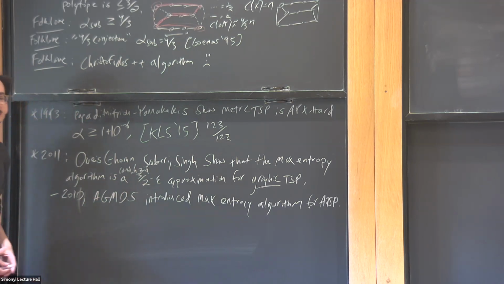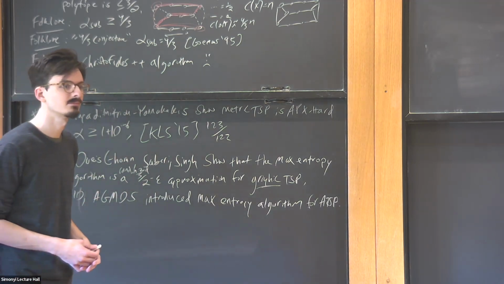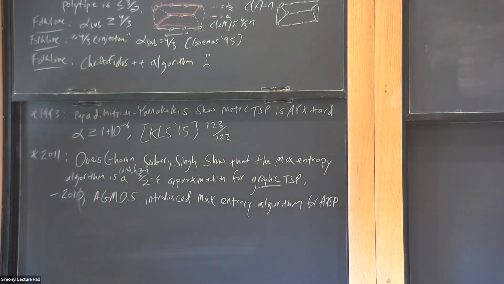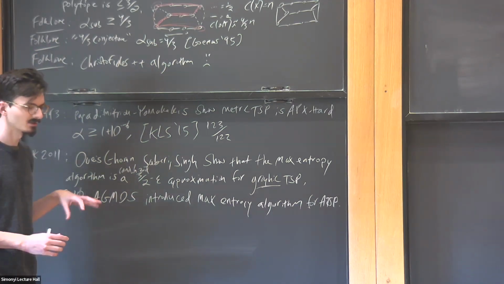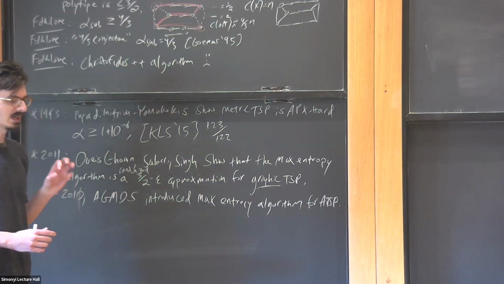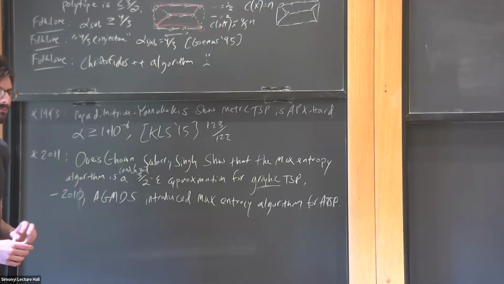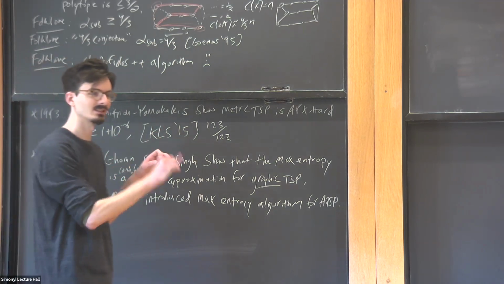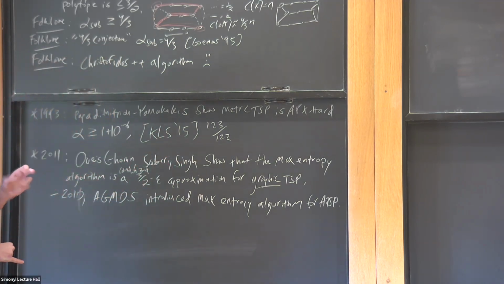Do any of the hardness results you stated work for graphic TSP or no? No, not that I know of. I think the hardness results are for 1-2 TSP, where every pair of vertices has either distance 1 or 2. You might be able to, maybe that might be graphic in some sense. I should be careful when I say it's not graphic. I guess you could put an edge for all the pairs at distance 1, and then, yeah, I'm not sure.